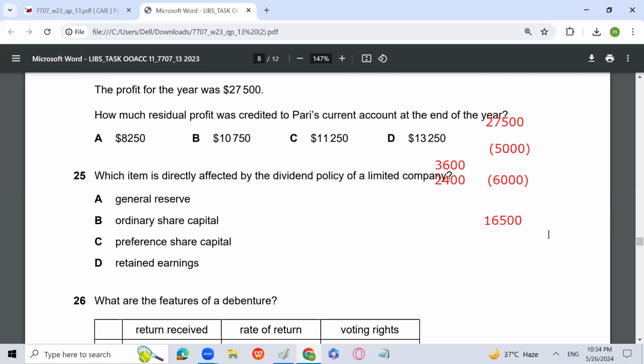Which item is directly affected by the dividend policy of a limited company? General reserve, ordinary share capital, preference share capital, retained earnings. What basically he is asking for is dividend. What is affected by dividend? It is affected by retained earnings, because dividend is paid out of retained earnings. It is subtracted from the retained earnings column. So D is going to be the answer.